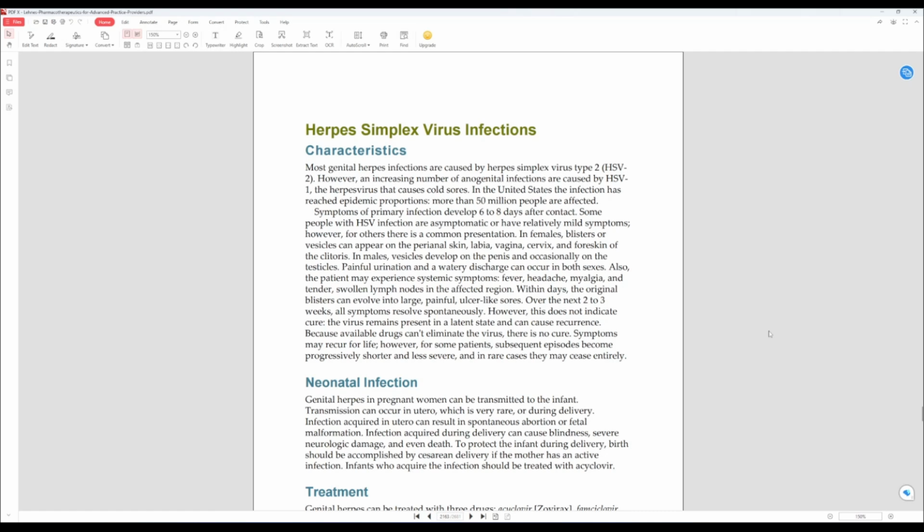However, this does not indicate cure. The virus remains present in the latent state and can cause recurrences. Because available drugs can't eliminate the virus, there is no cure. Symptoms may reoccur for life. However, for some patients, subsequent episodes become progressively shorter and less severe, and in rare cases, they may cease entirely.